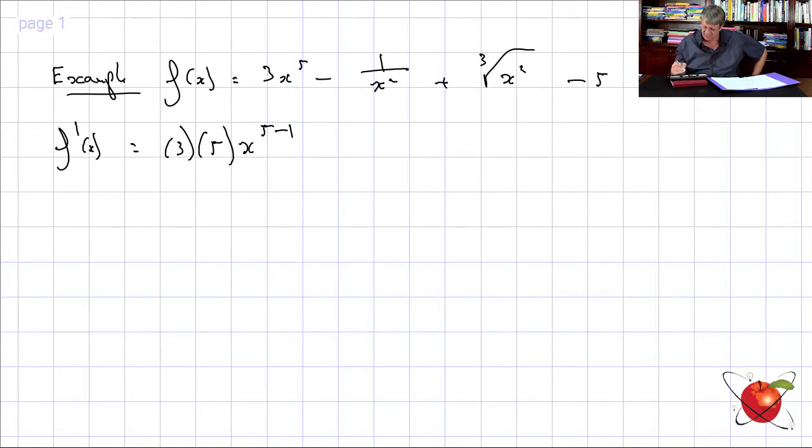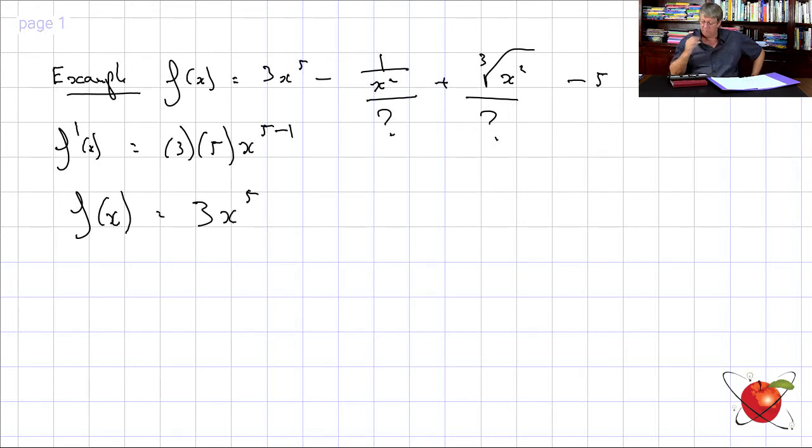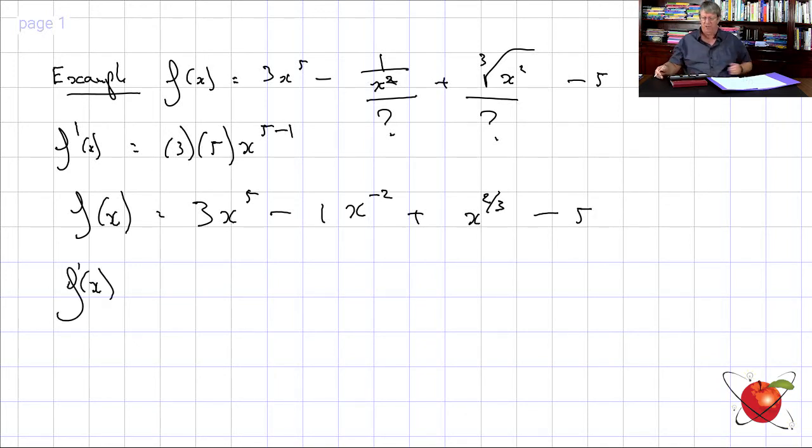But what do we do with these others over here? What we're going to do is introduce another rule. I am going to rewrite f of x equal to 3x to the power of 5, and put them into x to the minus 2. We put them all in a long line. We don't have any denominators, and we certainly don't have any surds. We change it to a normal exponent, where the normal exponent is plus x to the power of 2 over 3, minus 5. Now we can use our rules for f prime of x, can't we?